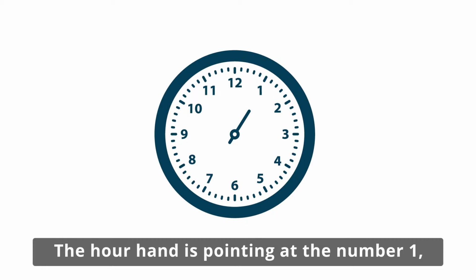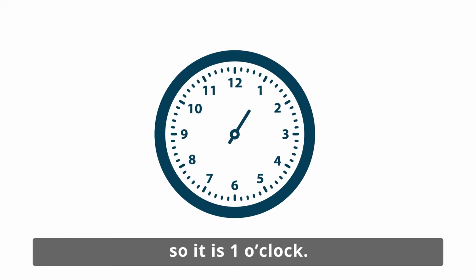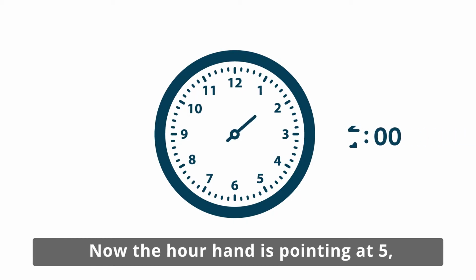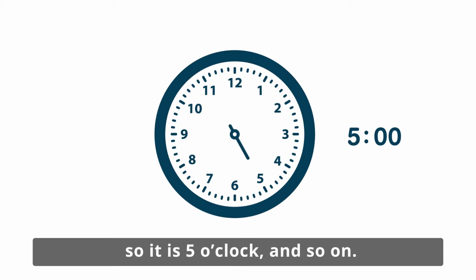The hour hand is pointing at the number 1, so it is 1 o'clock. Now the hour hand is pointing at 5, so it is 5 o'clock, and so on.